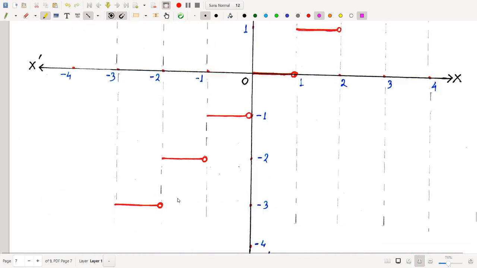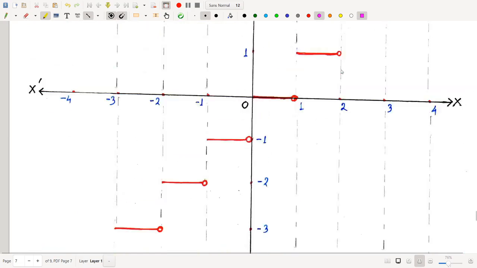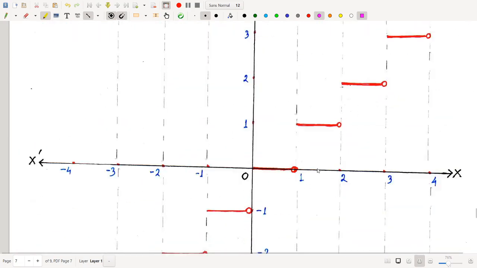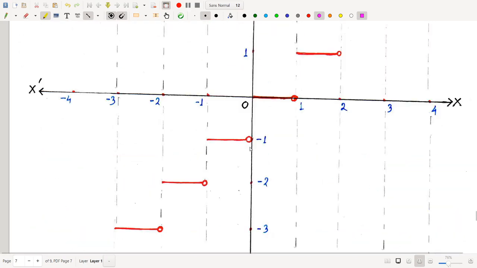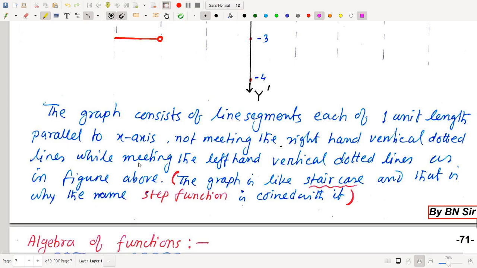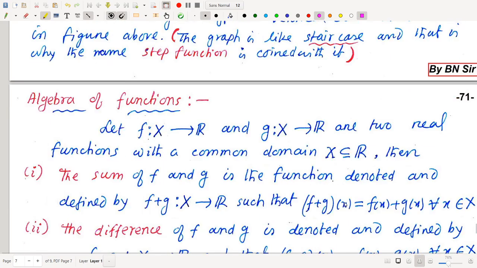So as if it is a staircase, step, step, step. That's why the name of the function is step function also. The graph consists of line segments, each of 1 unit length, parallel to x-axis, not meeting the right-hand vertical dotted lines. Here, see, white circle means right-hand vertical dotted lines are not meeting. Gap is there, but it meets the left-hand dotted line. While meeting the left-hand vertical dotted lines, as in the figure above, the graph is like a staircase, and that is why the name step function is coined with it. Coined means attached with it.